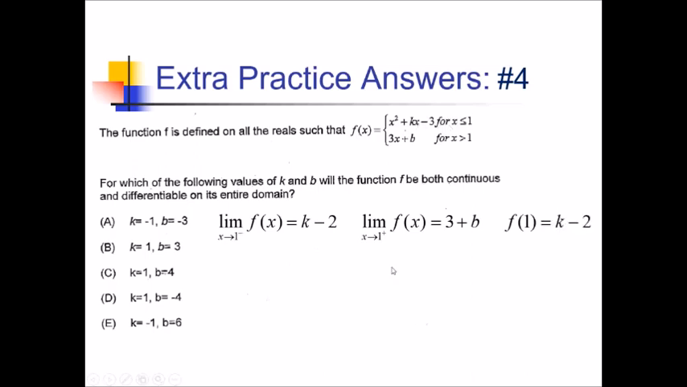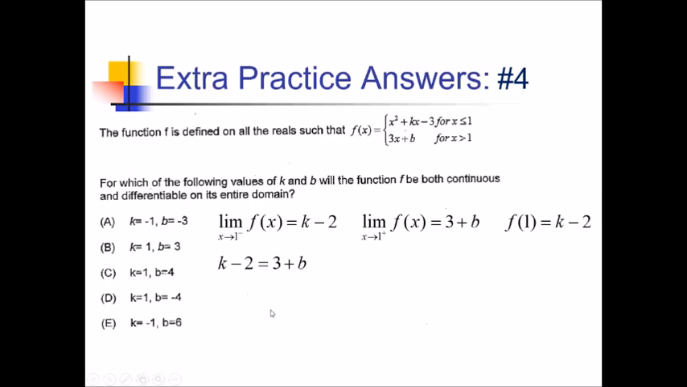So I know that if this is continuous, that means the limit and the function value have to match up. So that means for the limit to match up, k minus 2 has to equal 3 plus b. And if that matches up, then it's going to match the k minus 2 over here. So this is the first equation that we can write. Now we can't really solve this because it has k's and b's in it. So we actually move on to figure out the slope limits at this point and match those up.